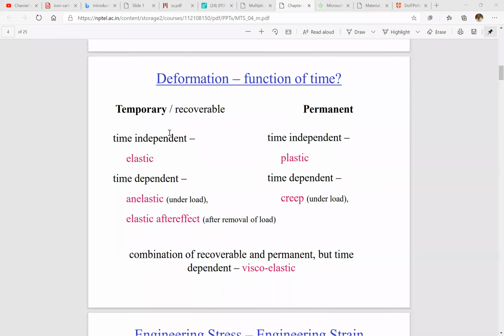So when we are talking about deformations, there are two categories. One is temporary, which is called recoverable, and the other is permanent deformation. The recoverable or temporary deformation is called elastic deformation. It is time independent; it does not depend upon time. Again, plastic deformation is also time independent.